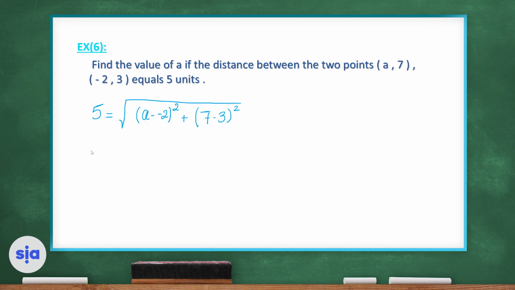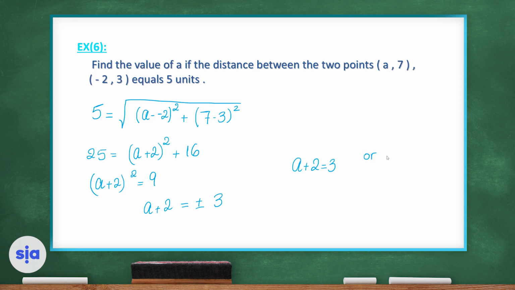If you make power 2 in both sides, it would be 25 equals A plus 2 all squared plus 16. Then A plus 2 all squared will be equal to 9. So A plus 2 equals positive or negative square root of 9, which is 3. Then A plus 2 equals 3, or A plus 2 equals negative 3. Then A is equal to 1, or A is equal to negative 5.